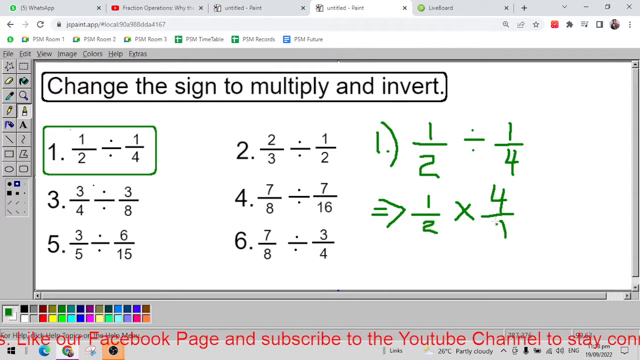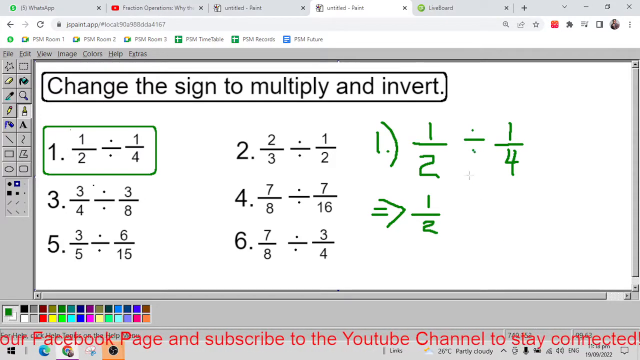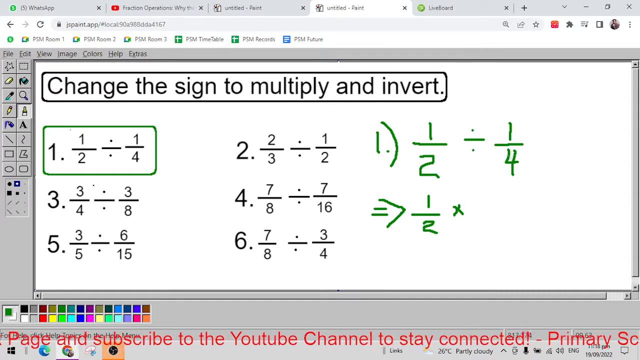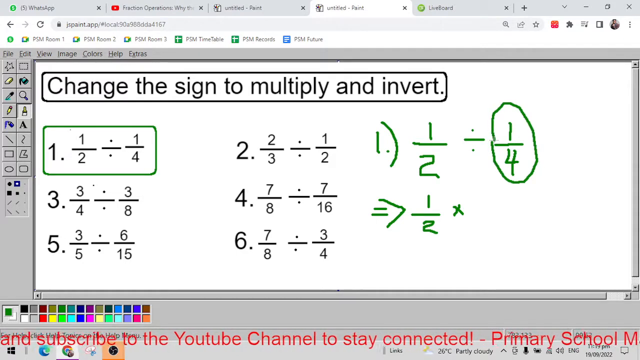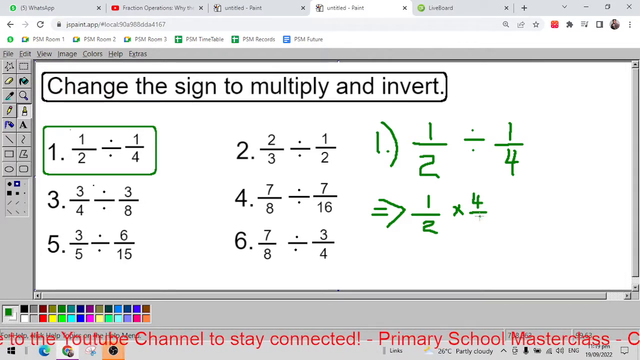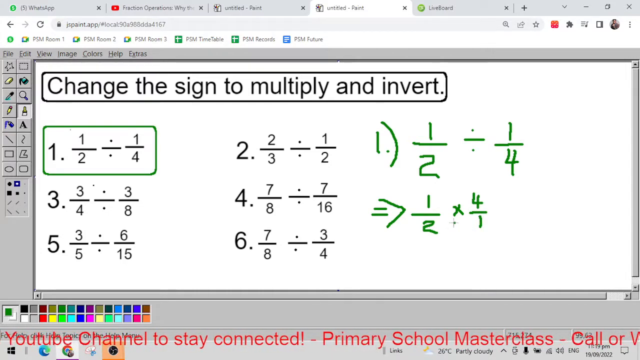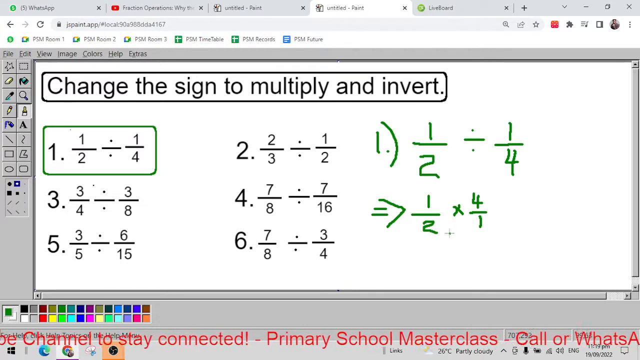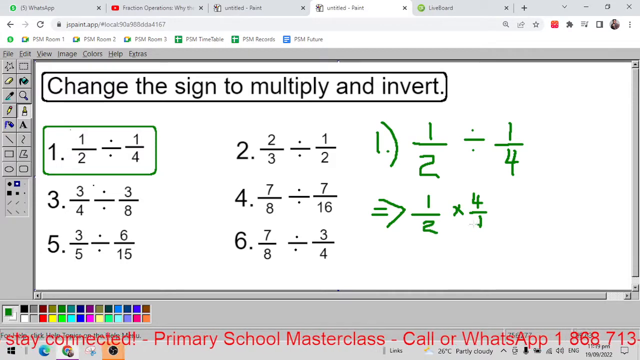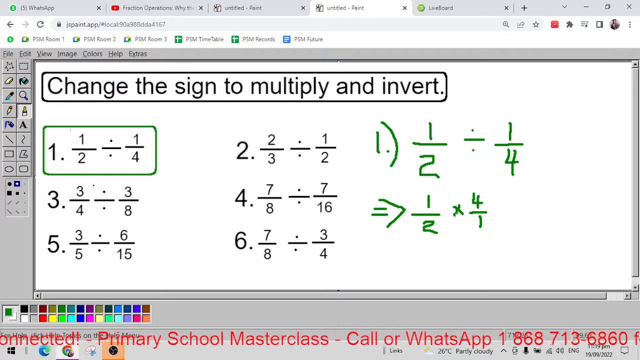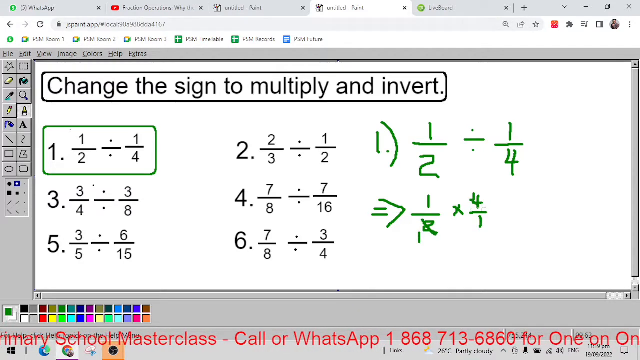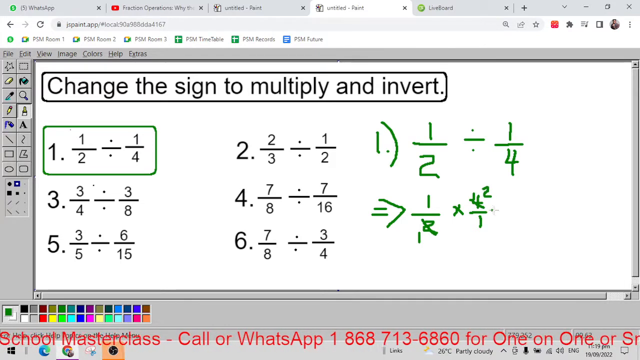Let me do that one more time. What I did was change the division sign to a multiplication sign. Then I'm going to change a quarter and invert that. I flip it, so that's going to be 4 over 1. And now we could cross multiply, or some schools say cancel out. Pretty easy now. You don't need to cancel out the 1 because 1 goes into 1 one time. But 2 into 2 is 1, and 2 into 4 is 2.